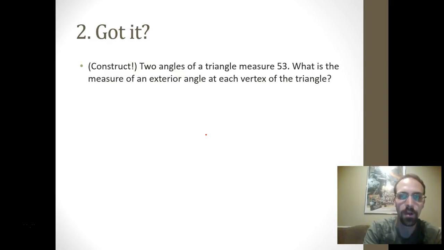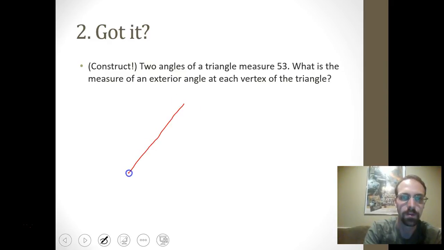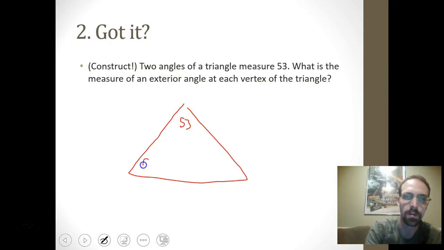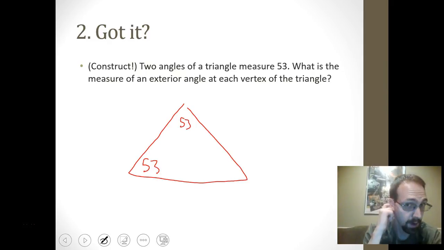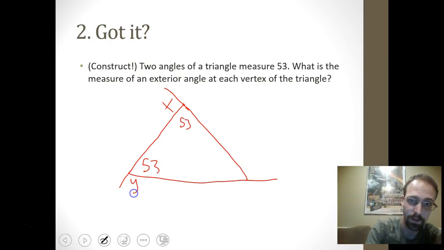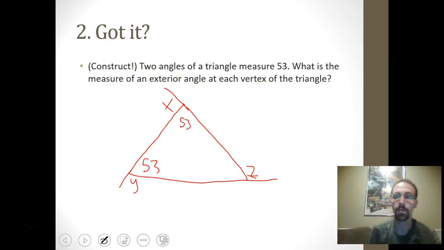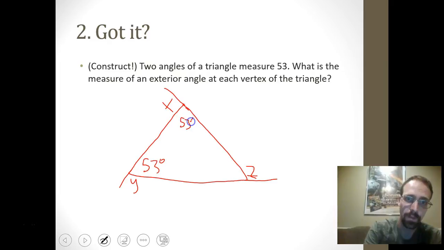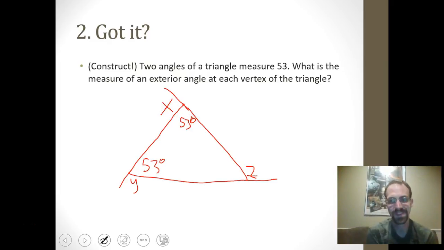So two angles of a triangle measure 53 degrees. There's 53, there's 53. And it says, what is the measure of an exterior angle at each vertex of the triangle? So I want to know what the measure of that angle is, what that angle is, and what that angle is. So I'm just going to call them X, Y, and Z. Now that we have all that figured out and you have it constructed, go ahead and pause the video and figure out what X, Y, and Z are. Thank you so much.